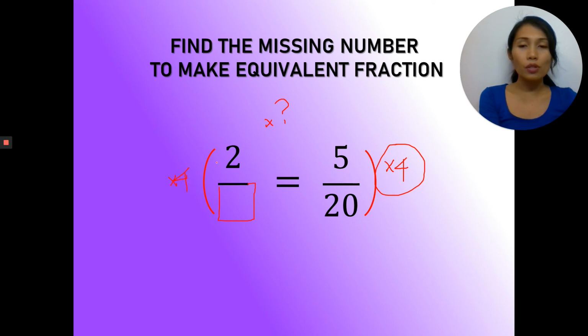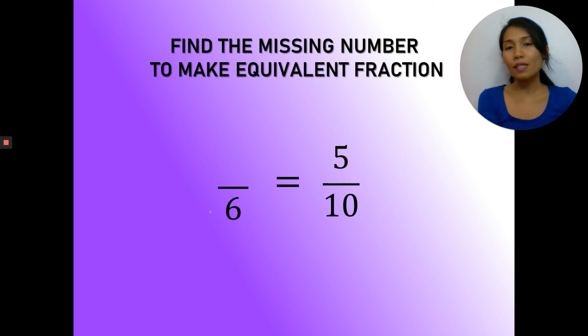Okay. 2 times 4 equals 8. So that's the answer. 8 divided by 4 equals 2. So 2 eighths is equal to 5/20. Easy, right? Okay. Is this the last one?